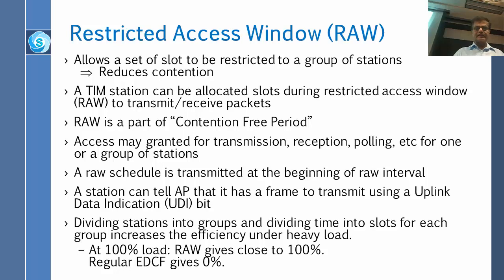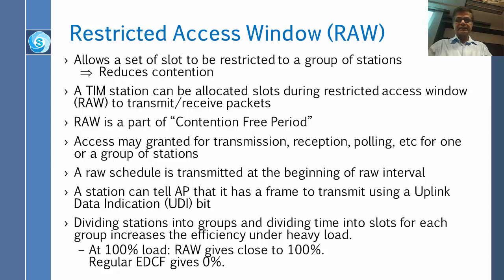Access may be granted for transmission, reception, polling, etc. to 1 or a group of stations. A RAW schedule is transmitted at the beginning of the RAW interval. So whenever the RAW begins, the first few slots will tell you what the rest of the map is. Map means which group for what.